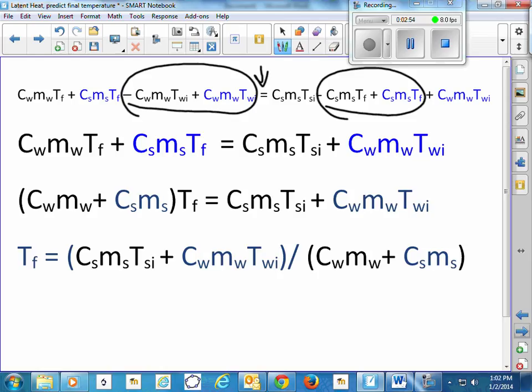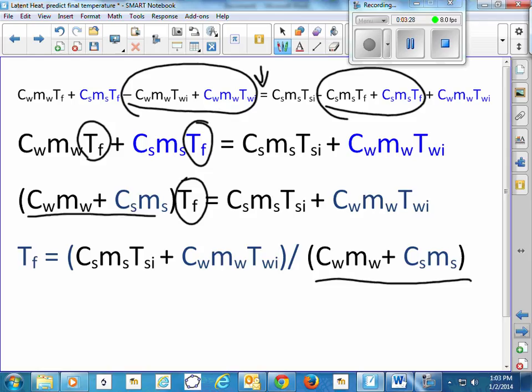And it just so happens that the final temperature is a common factor of both terms there. And so I can factor that out. And if I do that, then I have what's in parentheses times that. So to isolate the final temperature, all I have to do is divide by what's in parentheses. So let me just underline what's in parentheses and where it is over here. So I have divided both sides by that. On the left-hand side, it cancels. On the right-hand side, it stays.